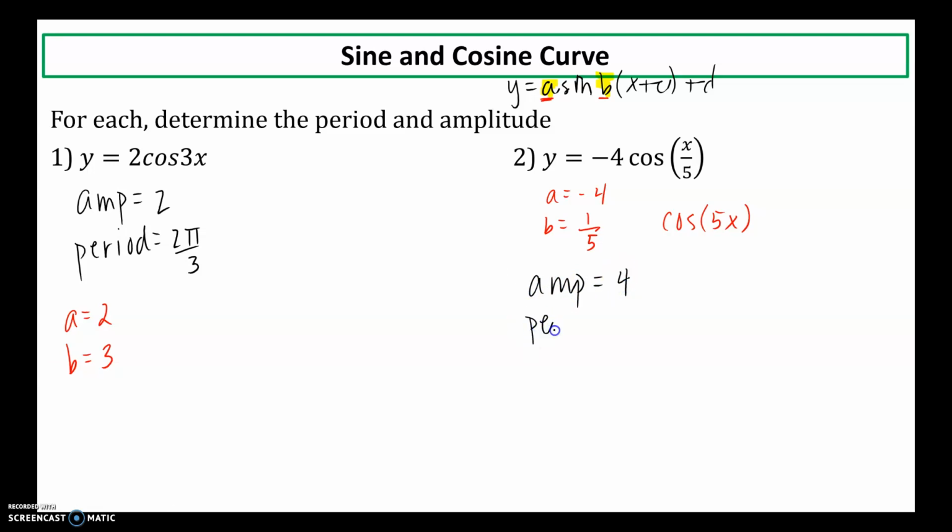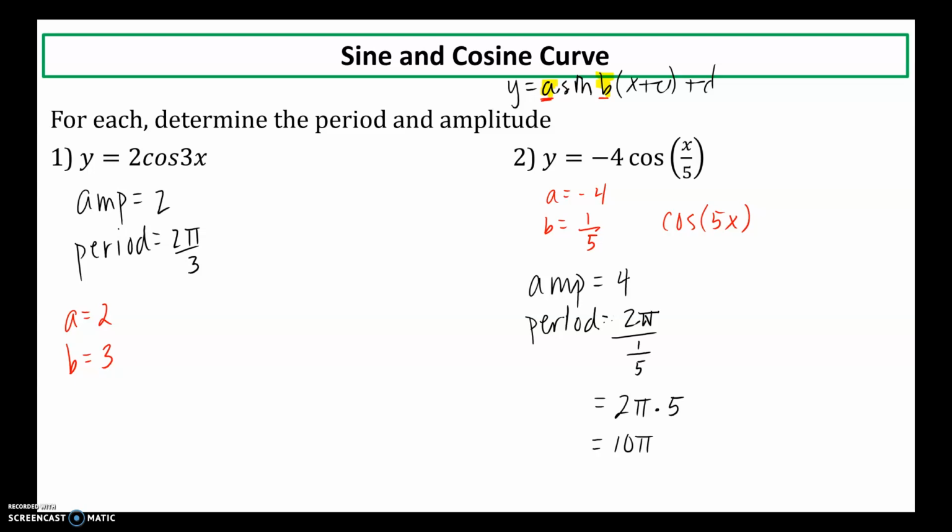The period, 2 pi divided by 1/5. Okay, let's not forget all the math we've studied. Dividing by 1/5 is multiplying by its reciprocal, which is just 5. So the period is 10 pi.